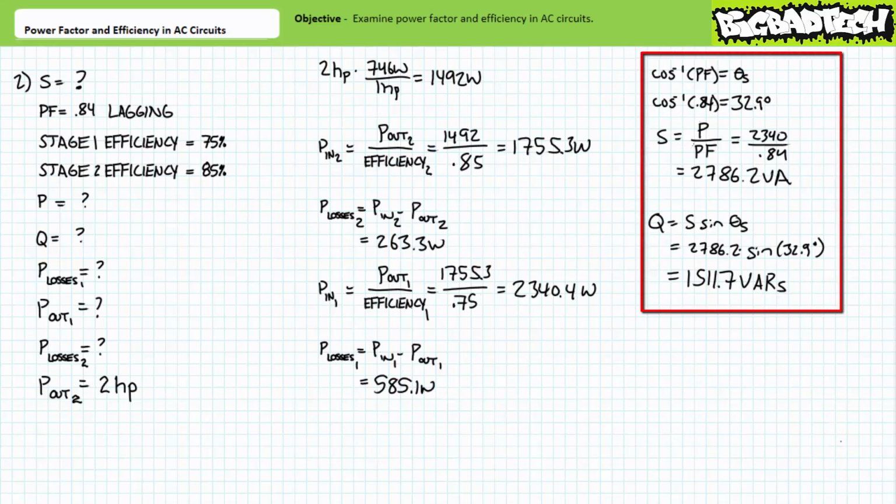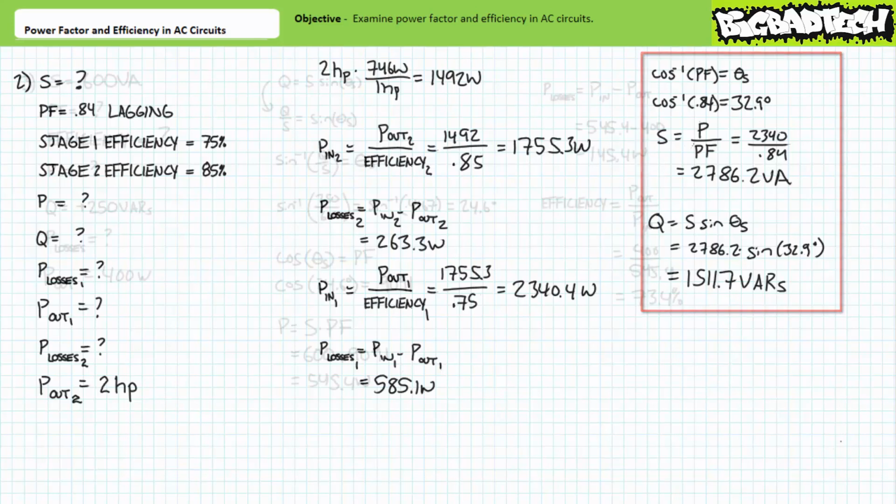Given 2,340.4 watts of real power is being input to this two-stage system with a lagging power factor of 0.84, means the system is consuming 2,786.2 volt amperes, or roughly 2.8 kilovolt amperes of apparent power, of which 1,511.7, or approximately 1.5 kilovars of reactive power is excluded from consideration.